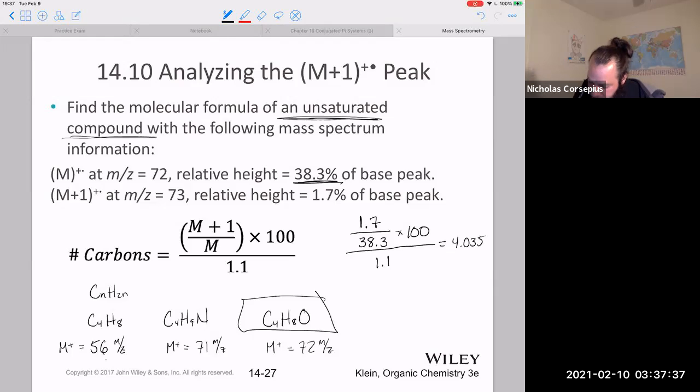The other way that we could have seen this is we could have taken the 72 and subtracted 56, and you would wind up with 16, which corresponds to the mass of that oxygen. So there's a few different ways to do it, but nonetheless, you see the power in this M+1 peak. Probably aside from the mass of the molecular ion, probably the most important part of this whole mass spec stuff.